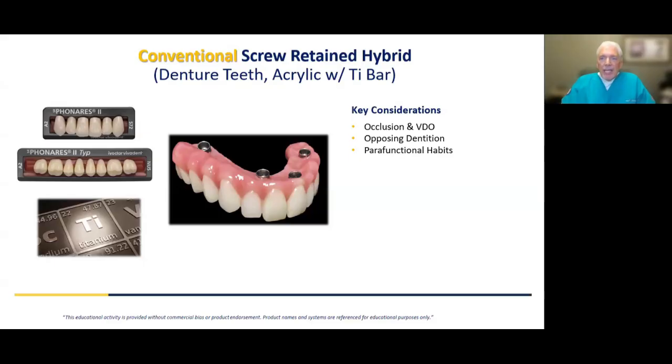So, key considerations. Again, your occlusion, your vertical. A lot of it really here is about the vertical dimension of occlusion. We need room for these. Another thing to look at is the opposing dentition. If they do have crown and bridge work, or maybe it's a denture or a partial, maybe having something of a like material, a material where, if something's going to wear, look, these teeth are replaceable.